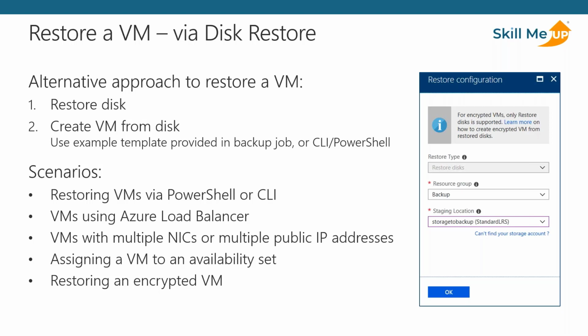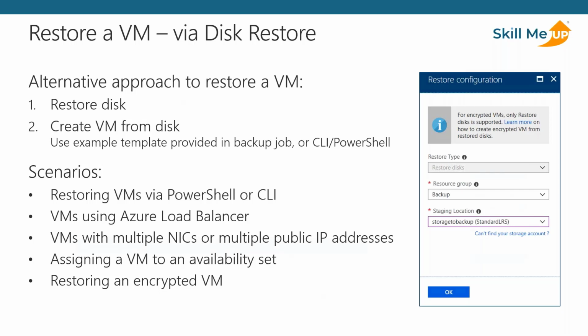Also, if you're using command line tools, there's no such thing as the VM restore. You have to do a disk restore and then you build the VM from the disk. So that is your standard approach. The backup job also gives you a template you can use to create the VM from the disk. You probably want to edit the template, but it's a starting point. Otherwise, you just create the VM using CLI or PowerShell. So that's the disk restore approach, which is probably your most standard approach for real backup disasters.